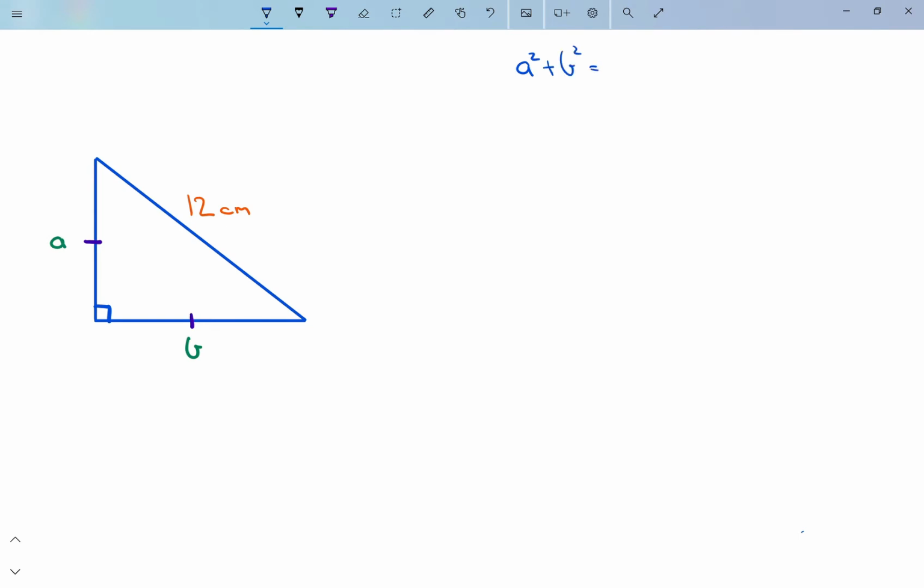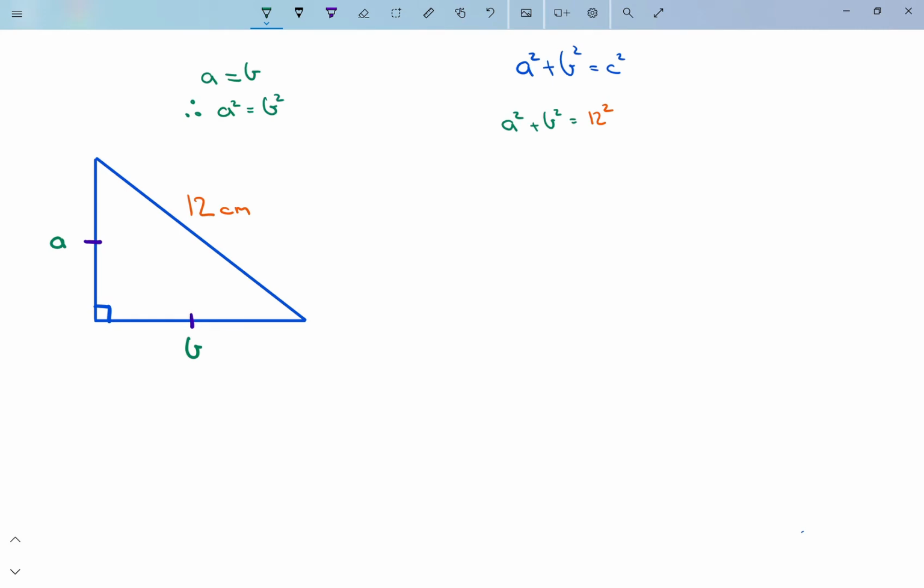Okay, so we're going to start by writing out our formula of a squared plus b squared equals c squared, and then substituting in our values. So a squared plus b squared equals 12 squared. Now, important to know that in these triangles, the a and the b length are the same. That's represented by those dashes. So it's really important to know that a equals b, therefore a squared equals b squared.